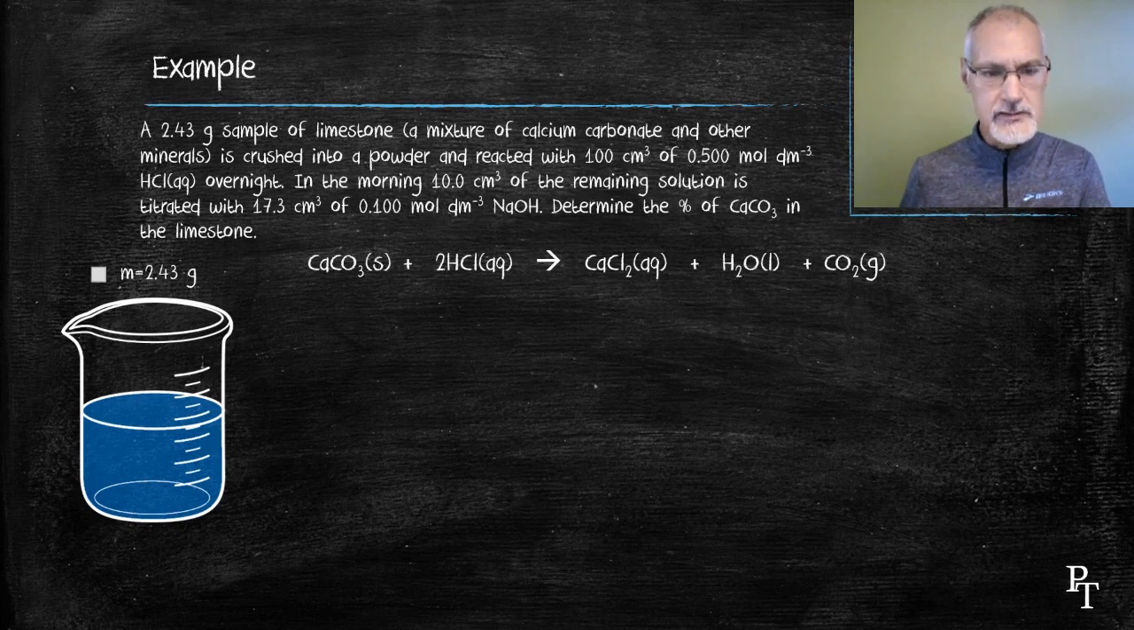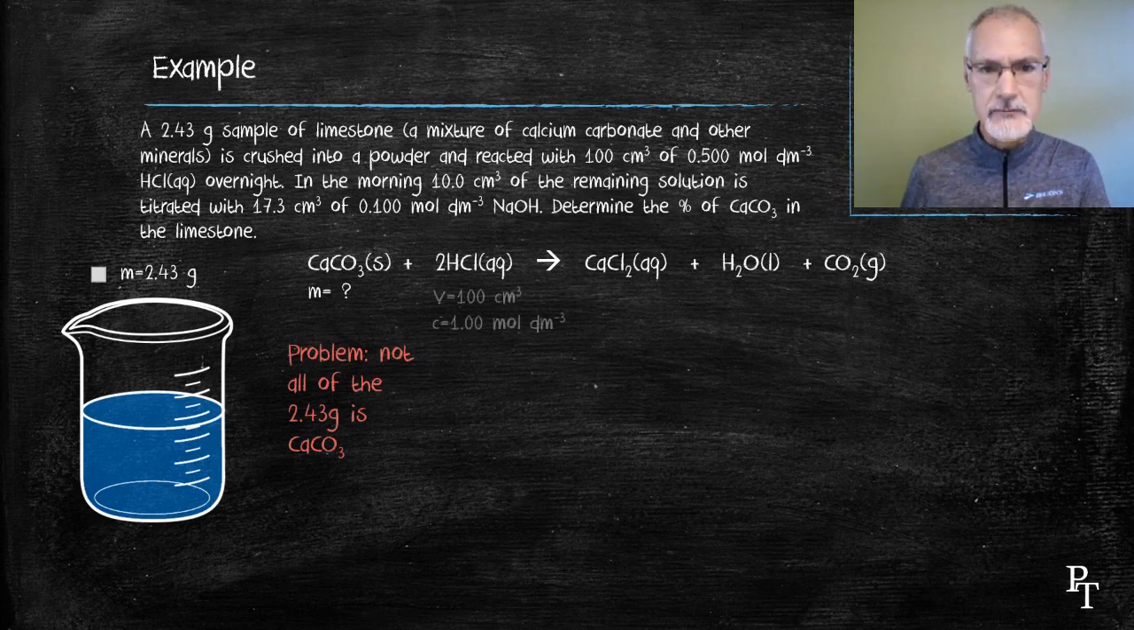Let's look at some of the issues with this. First off, that mass of 2.43 grams, placing it here under calcium carbonate wouldn't be correct. The problem here is that 2.43 grams is a mixture of calcium carbonate and other minerals. So we really don't know what the mass of calcium carbonate is, simply that it's less than 2.43 grams.